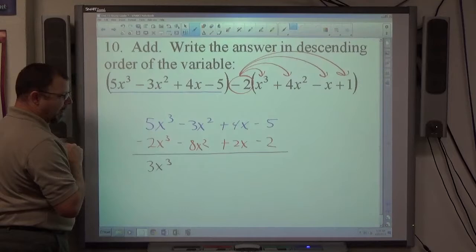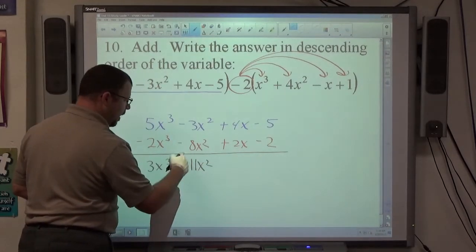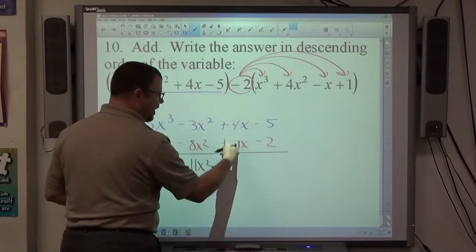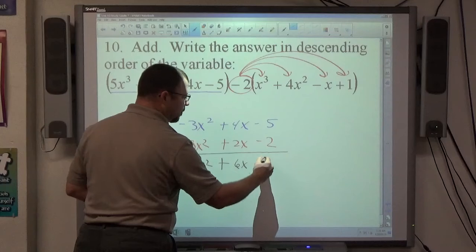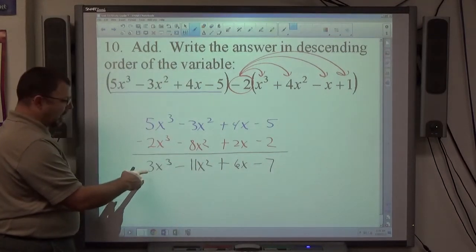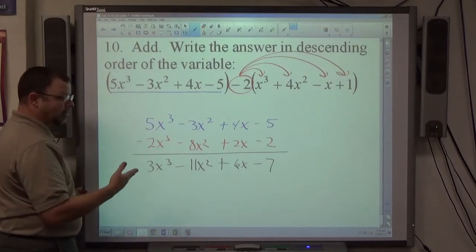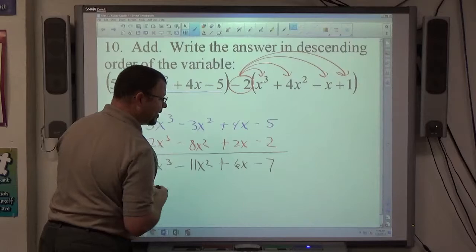5 is bigger, so it's positive. Same sign add. 8's bigger, so it's negative. Same sign add. 4 is bigger, so it's positive. Same sign add. 5 is bigger, so it's negative. This does not have to have a sign if it's positive. Every other thing has to have a plus or minus in front of it. So this was negative minus, this was positive plus, this was minus negative.